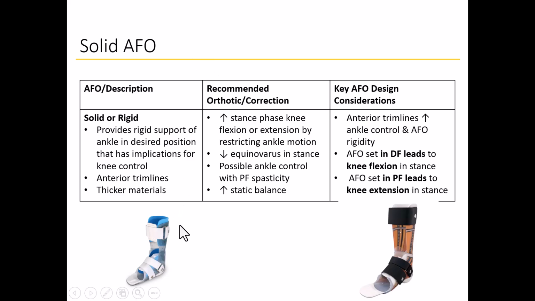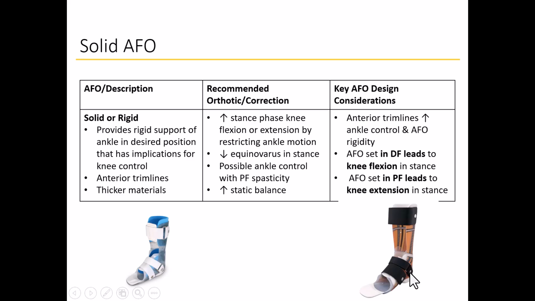So a solid AFO is either described as solid or rigid, and it provides rigid support of the ankle in a desired position. The trim lines come way anterior to the foot and wrap around the front of the foot, and they have straps to really control the ankle. The solid AFO is used to increase knee flexion or extension by restricting the ankle range of motion. It helps decrease equinovarus in stance. It can possibly help with ankle control or some type of plantar flexion spasticity, and can help with overall balance.